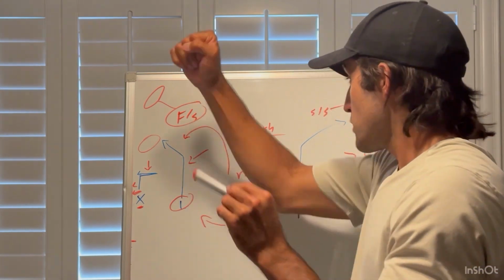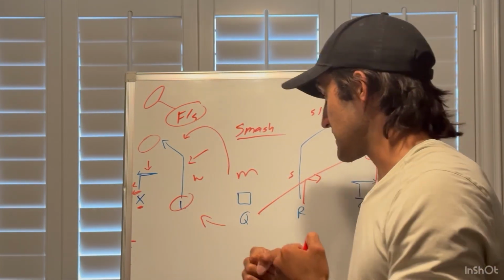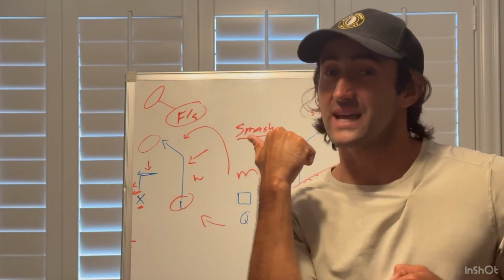So throw him like an out route, bring him away from the safety, and make sure that we protect that slot receiver. You throw that thing with some air, it's either picked, the guy's killed, or the ball is going to get batted down.